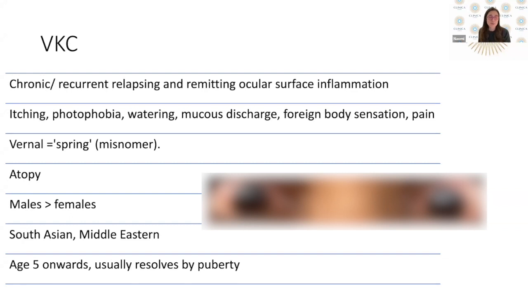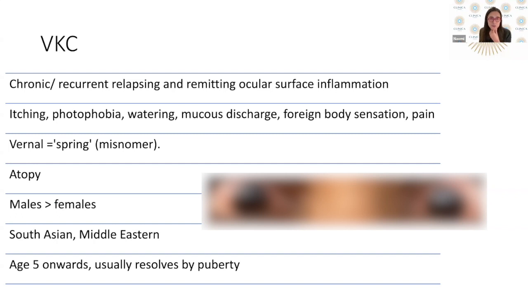The child may experience itching, light sensitivity, watering, mucus discharge, a foreign body sensation, or pain. But I would say, much like this patient, commonly they're not complainers. They may not be complaining of anything, but they may look uncomfortable. They may look like their eyelids are drooping a little bit, their eyes are not fully white. And here is a picture of a child having a flare-up of VKC.